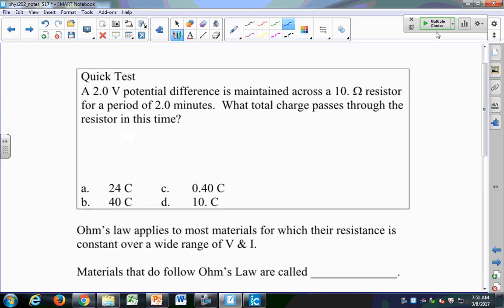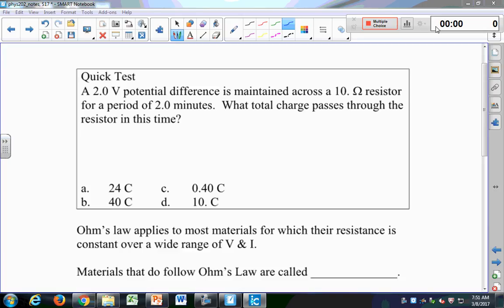So let's try this quick test. I have this resistor, a certain voltage, over a certain period of time. I want to know the charge that passes through that resistor.